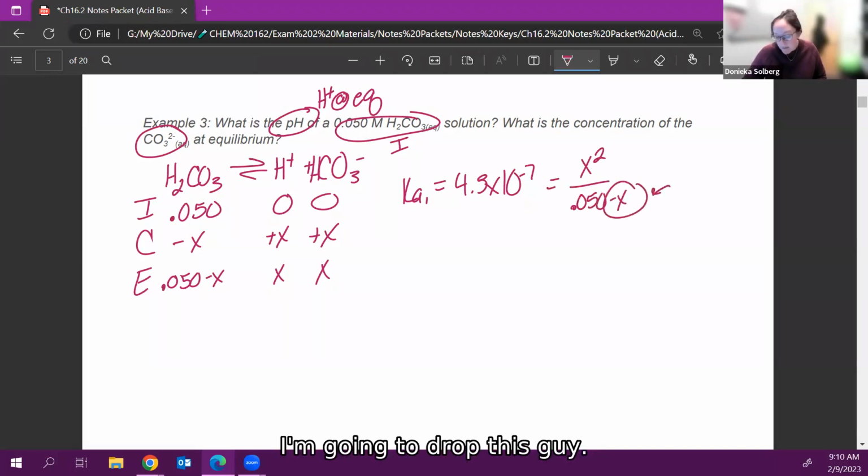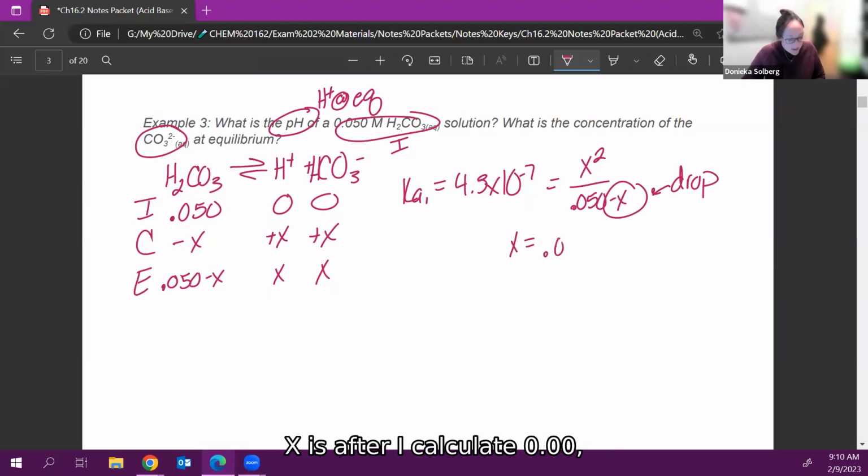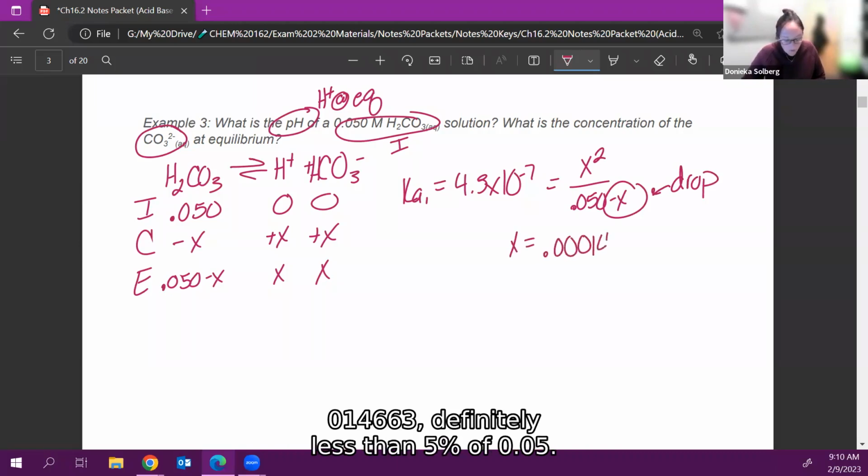Awesome. I'm going to drop this guy. Then weak acid, it's probably okay. X is, after I calculate, 0.000146663. Definitely less than 5% of 0.05. So I'm good.